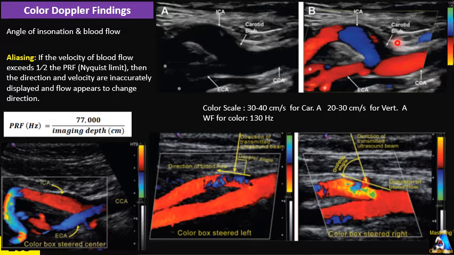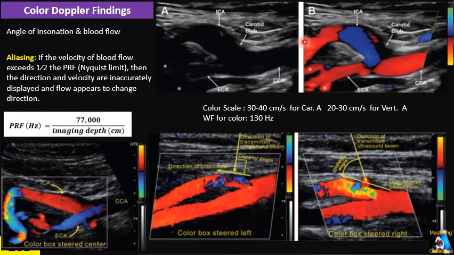In that case, then slowly we slightly decrease color gain until color only fills inside of the artery. Here we have bifurcation and CCA. Let's see the pattern of the blood flow. As you can see, we have a steering box.